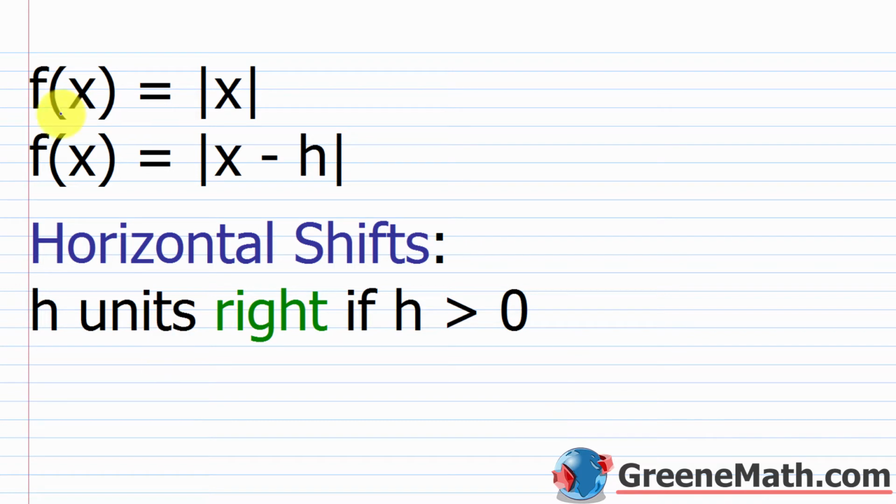So if you see f of x equals the absolute value of x, and then you come across f of x equals the absolute value of x minus h, the first thing you need to understand is that this minus h happens inside of the absolute value bars. So we would say it happens inside of the function. You want to write down in your notes that if it happens inside of the function, you will have a horizontal shift. Your operation there is the absolute value operation, so if it happens inside of that, you're going to end up with a horizontal shift.